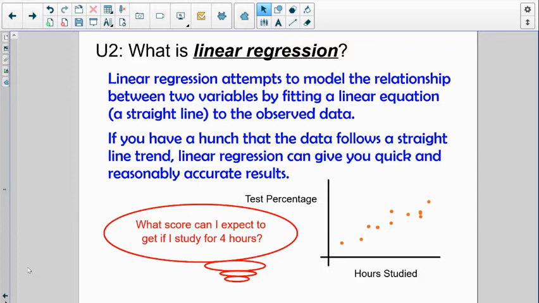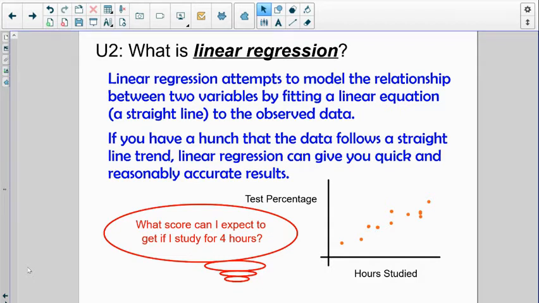All right, so today we begin Unit 2, which is titled Linear Regression. So let's start by talking about what is linear regression. Linear regression attempts to model the relationship between two different variables by fitting a linear equation, or a straight line, to the observed data. So linear, keep in mind, is everything about lines. We just reviewed that in Unit 1.